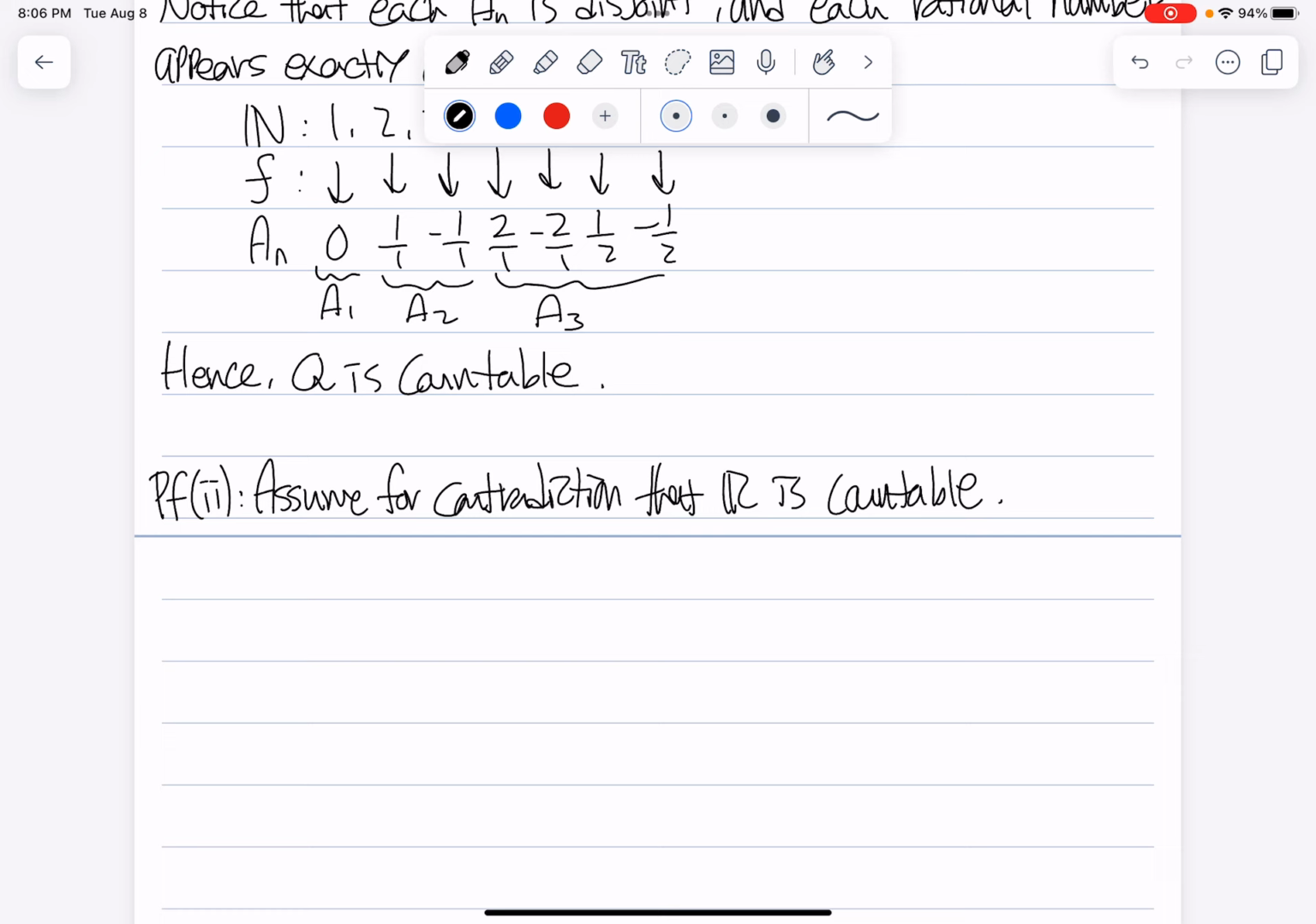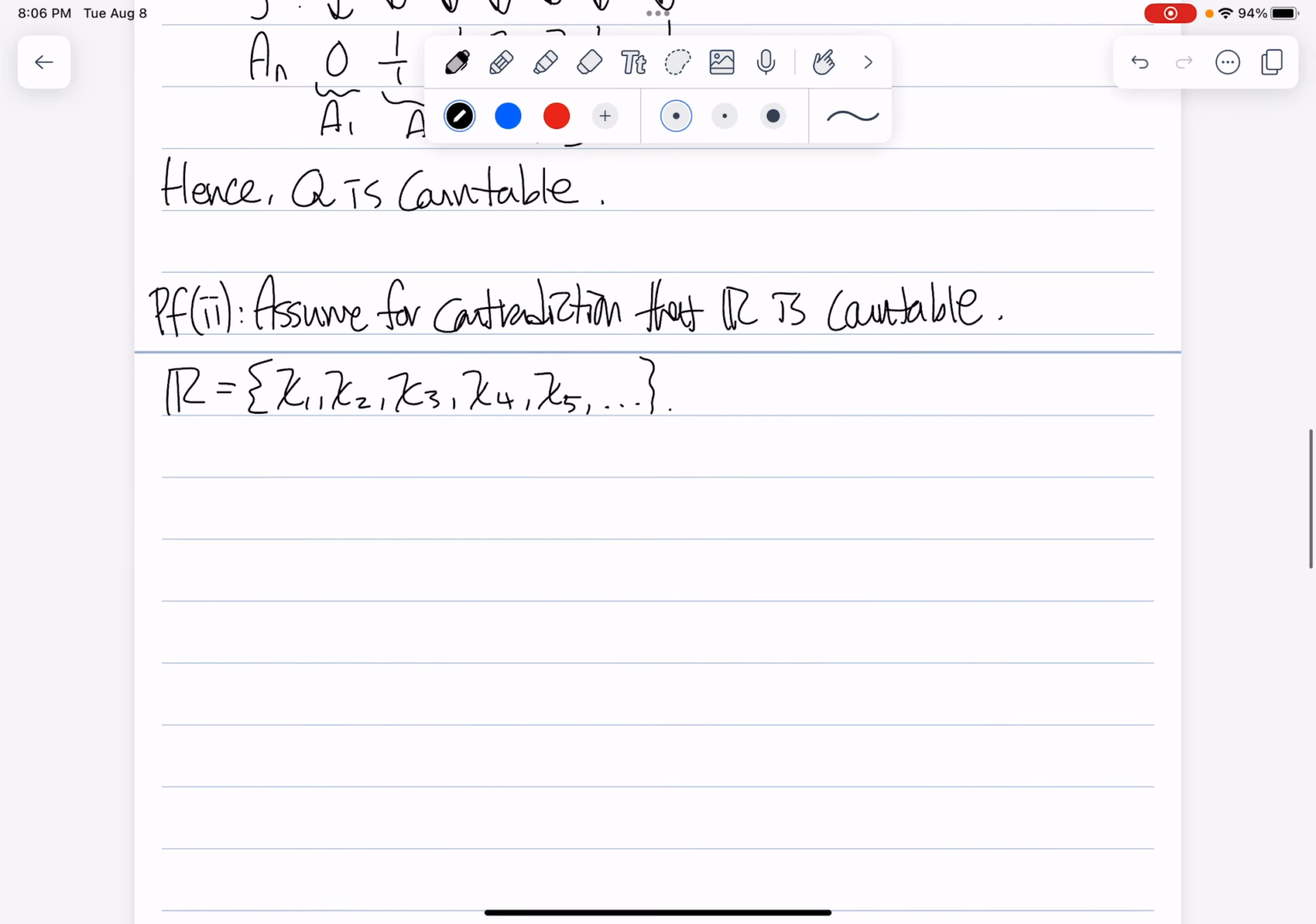Since R is countable, we can list out the elements like we did for the natural numbers. So say R is a set, and we can enumerate each element like this. All right. Now the trick is to construct a nested interval and invoke the nested interval property to get a contradiction.